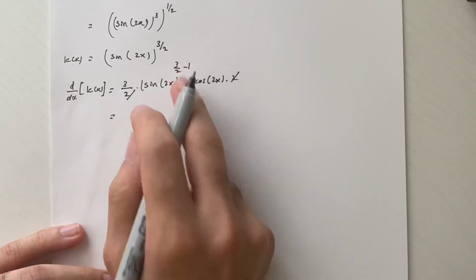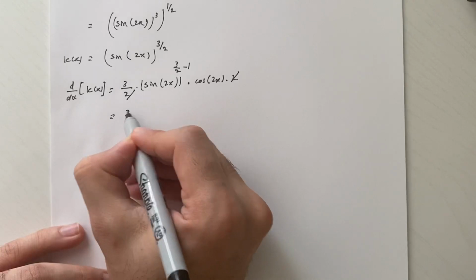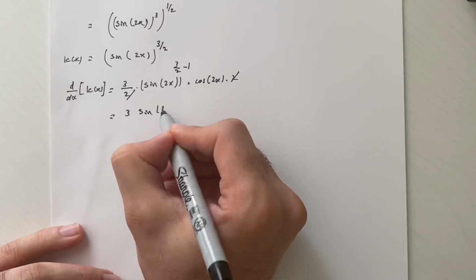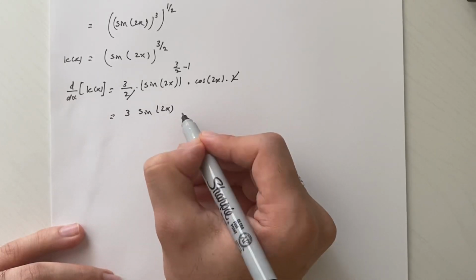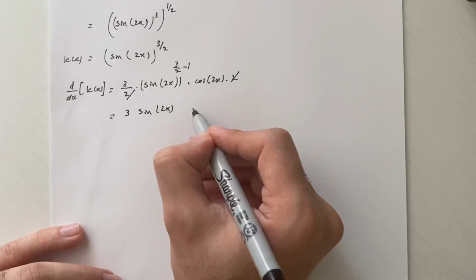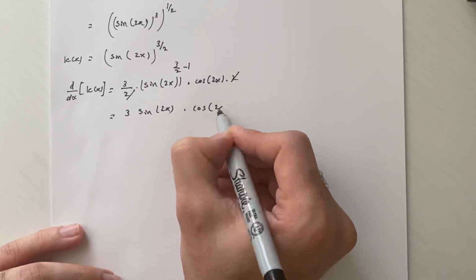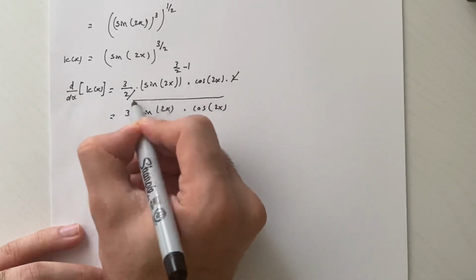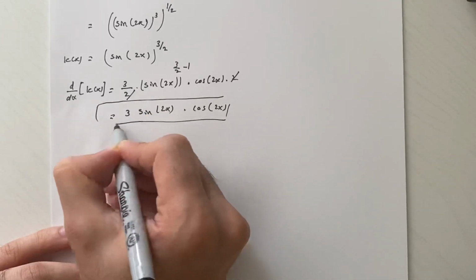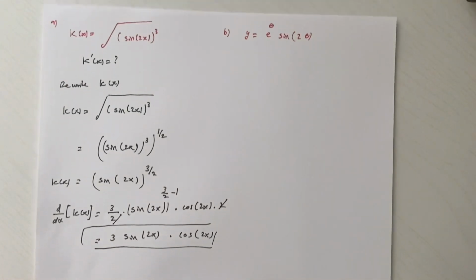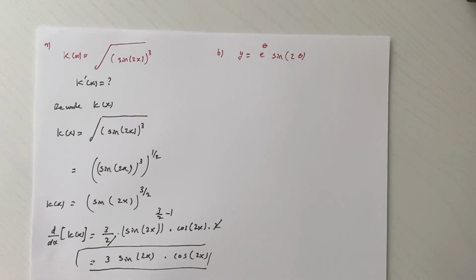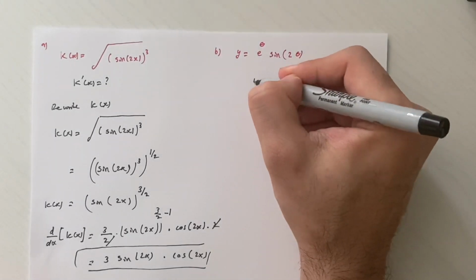I'm going to simplify in here. Remember, this is the power of 3 over 2 minus 1. The power here should be half, I think. I think I made a mistake in here. We just subtract 3 over 2 minus 1, and that should be the answer for that power.